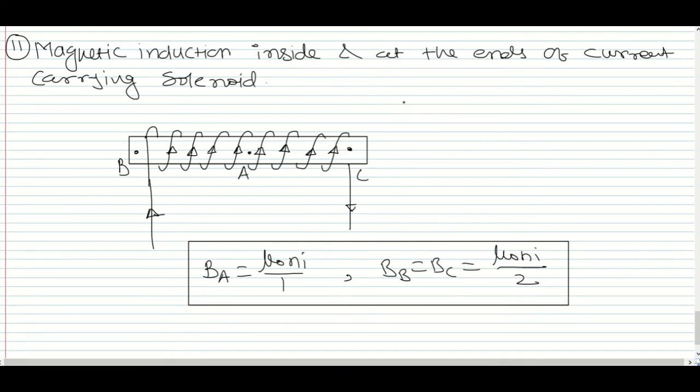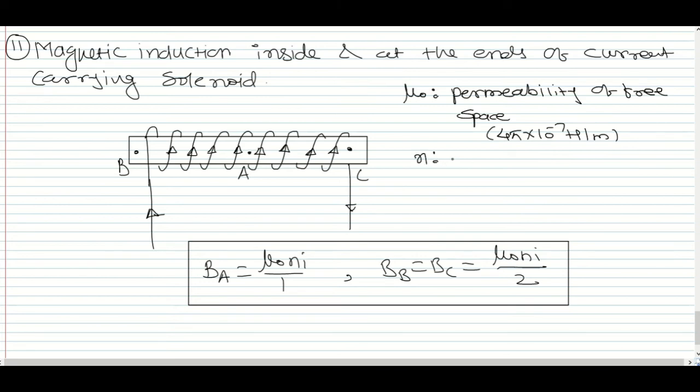Permeability of free space, its value is 4 pi into 10 to the power minus 7 Henry per meter. Then we have N, the number of turns per unit length, and I is the current in the solenoid.